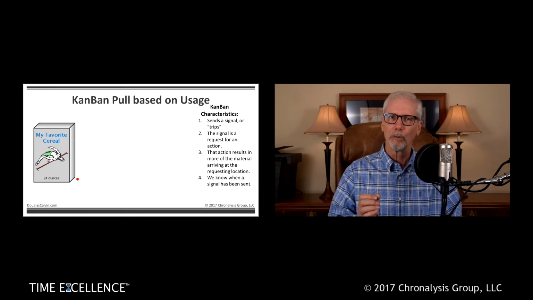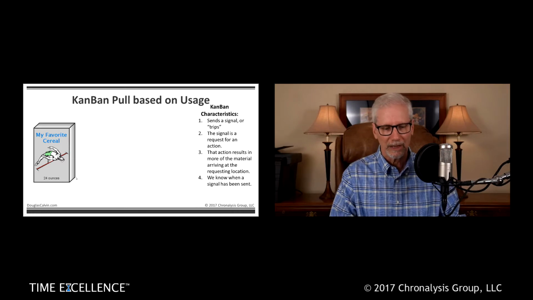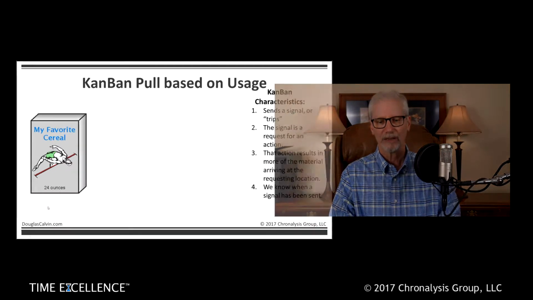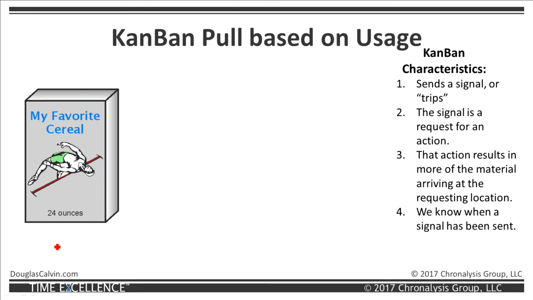Well, if we recall, we started with a box of cereal example. And that example was one that allowed us to show all the pieces to the KanBan system. First, it sends a signal or a trip. Second, the signal is a request for an action. Someone needs to do something, and that action results in more material arriving at some future point in time. And we have to know in the interim when that signal's already been sent so we don't duplicate it. We don't want 2, 3 signals.